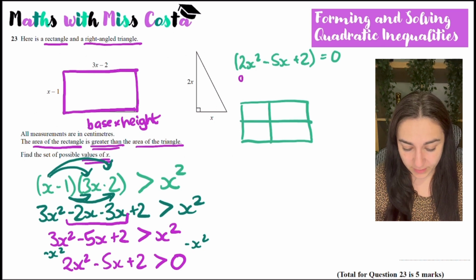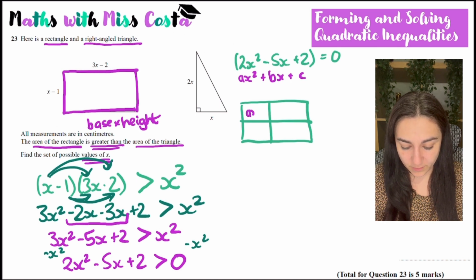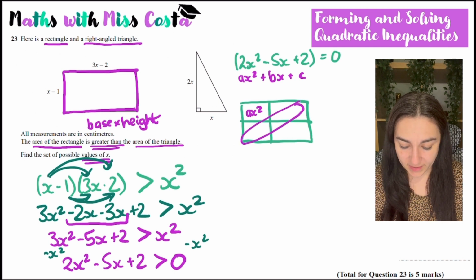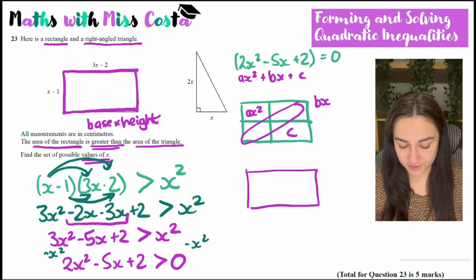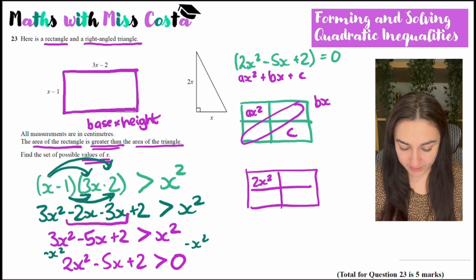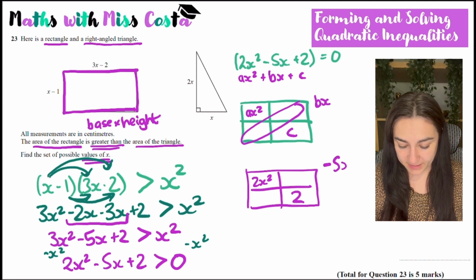You know that every quadratic is in the form ax squared plus bx plus c, and the ax squared part would always fit in the top quadrant. bx is where these two values would add together, and c would be in here. So let's apply that to our quadratic. So 2x squared must be in this box, 2 must be in this box, and these two values, whatever they sum to, must make minus 5x.